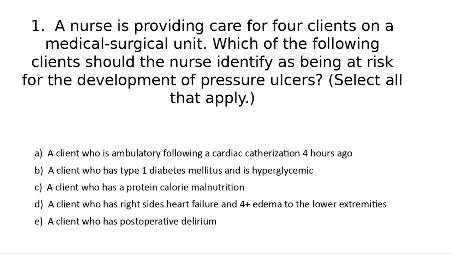And then a client who has protein calorie malnutrition. Did you choose C? Some of you did. Definitely C. We talked about protein being a huge factor. If they're protein deficient, and malnutrition means that they are deficient, that's definitely one you want to choose. Next, a client who has right-sided heart failure and 4+ edema to the lower extremities.